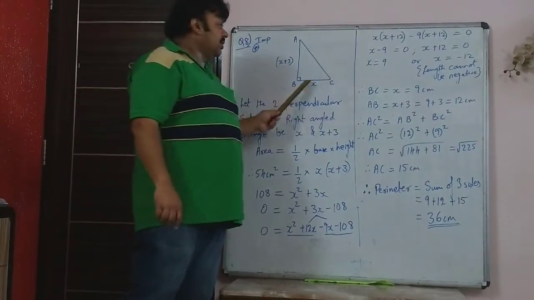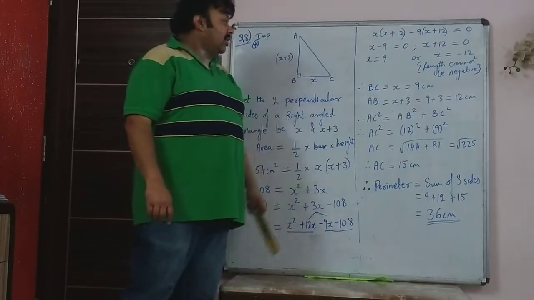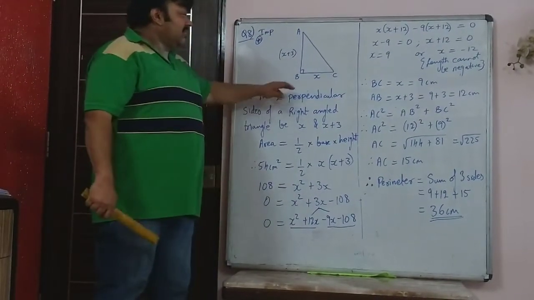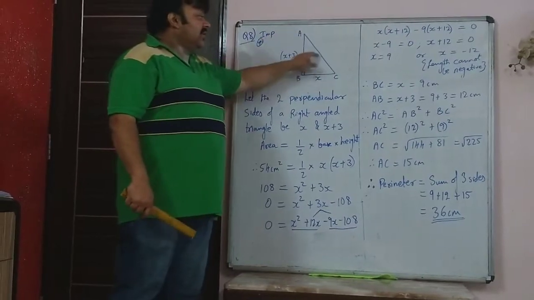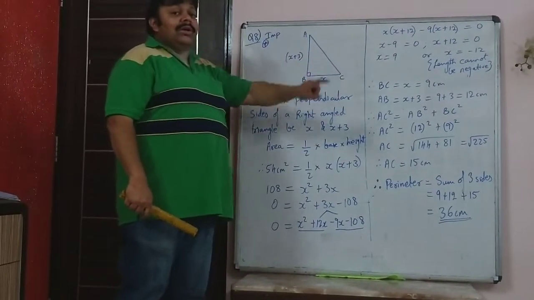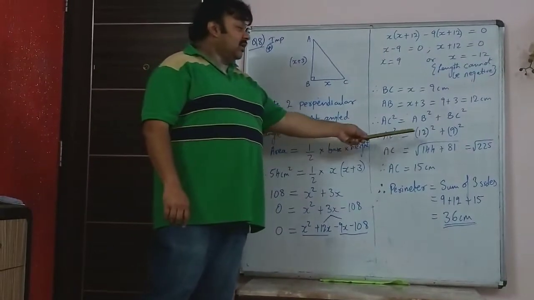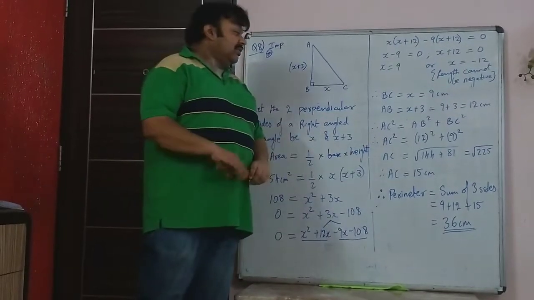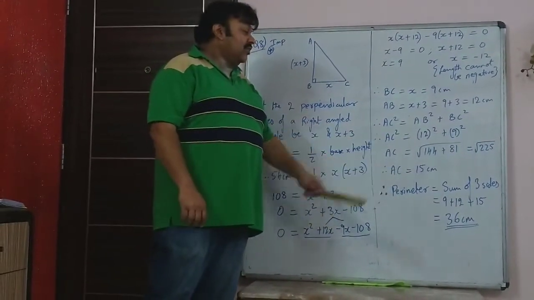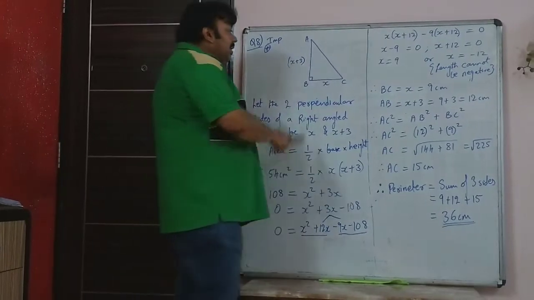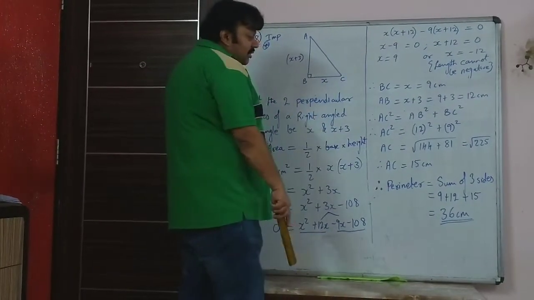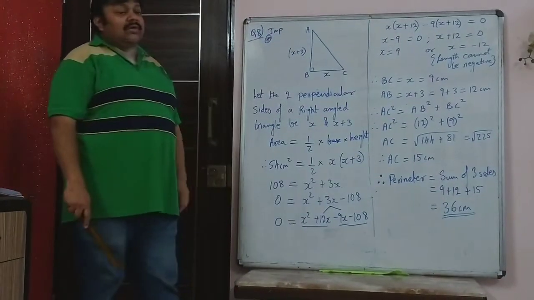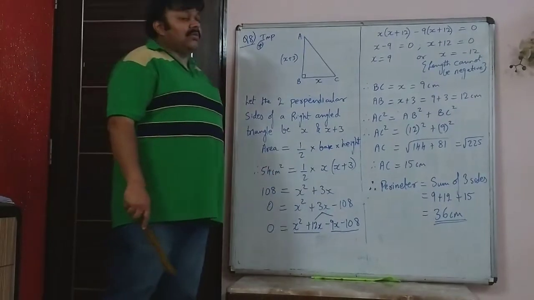So that means x is 9, so BC is x, or 9, and AB is x plus 3, that is 12 centimeter. So once you have found two sides, you need to find the hypotenuse by using Pythagoras theorem. So AC squared is 12 squared plus 9 squared. So that will give you AC as root of 225, or 15 centimeter. So the perimeter is the sum of all the three sides, that is 9 plus 12 plus 15. So it is 36 centimeter. So that's how you do question number 8.